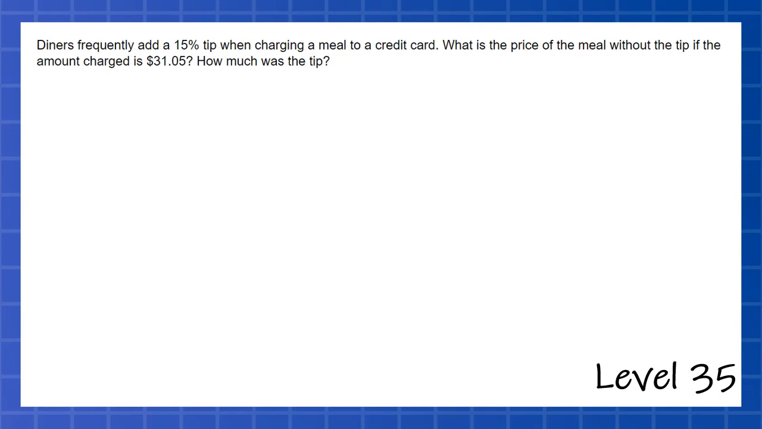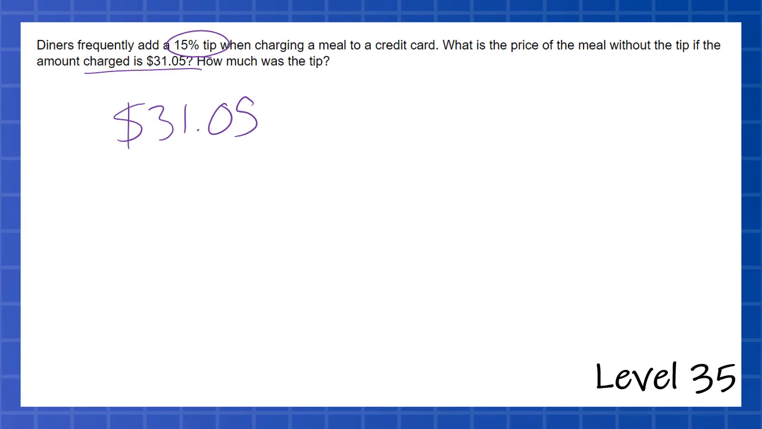This is one of those deceptively tricky problems. So I want to show it to you because usually the first time you look at this problem, you might think about it backwards. And that's because it's written backwards. So it says the diner would add a 15% tip. And so when we go ahead and pay, if we price the meal and we are charged $31.05, including tip, that's including tip. How much was the tip?